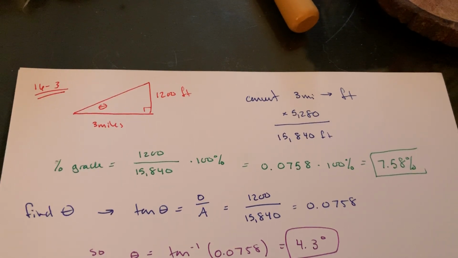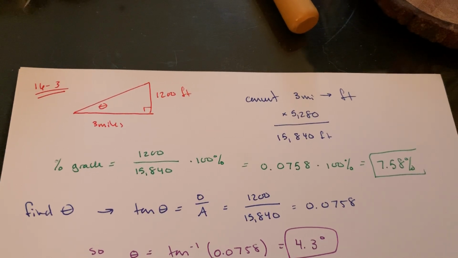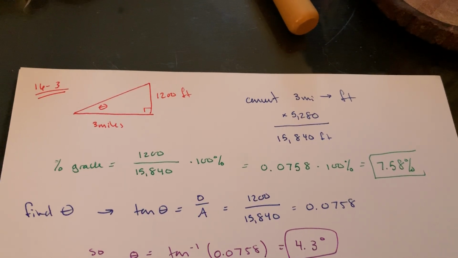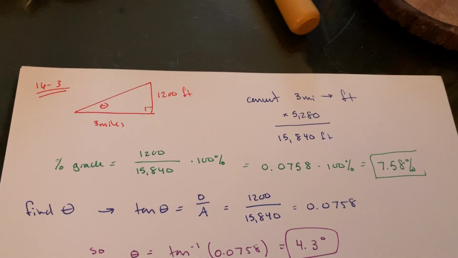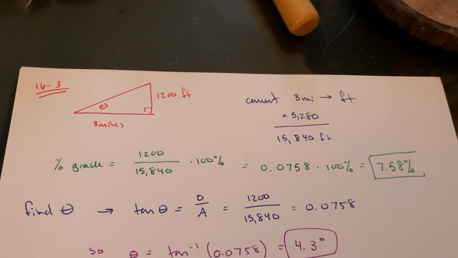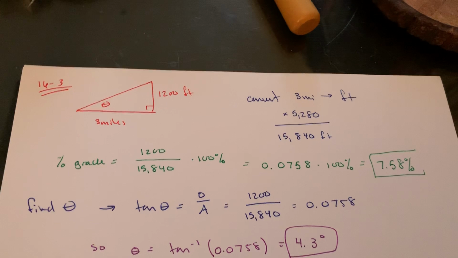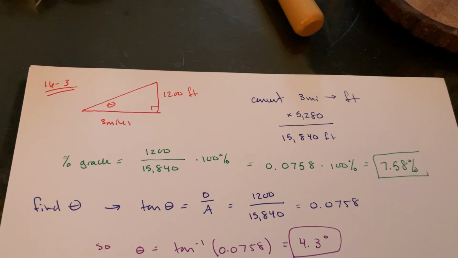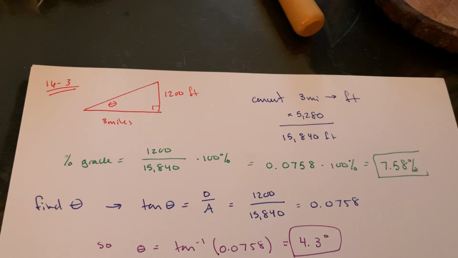So my percent grade is just setting those two over top: 1,200 over the 15,840 times 100%. That's going to be 0.0758 times 100, so that's going to be 7.58%. So my percent grade there is a little steeper than the last one that we did.